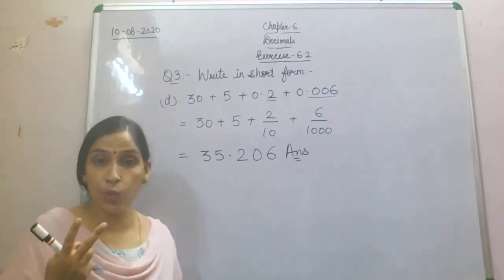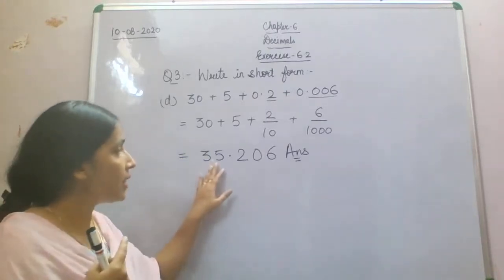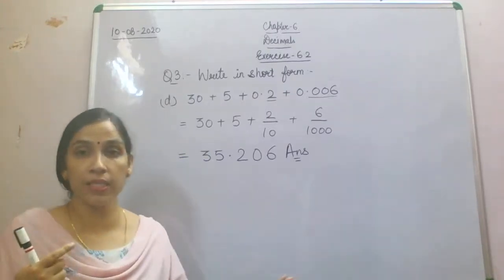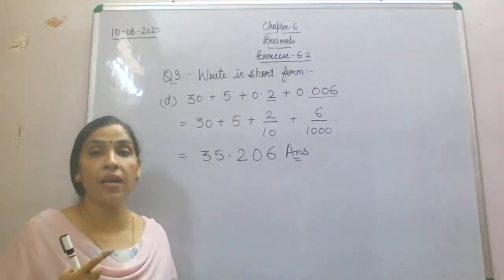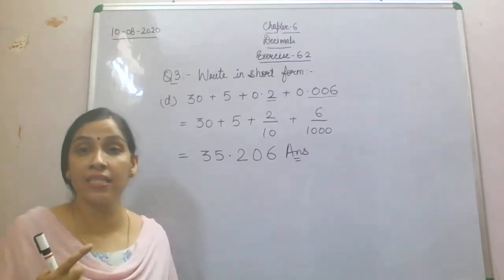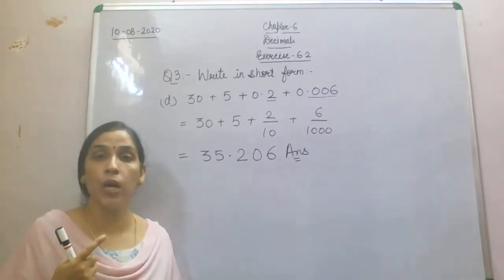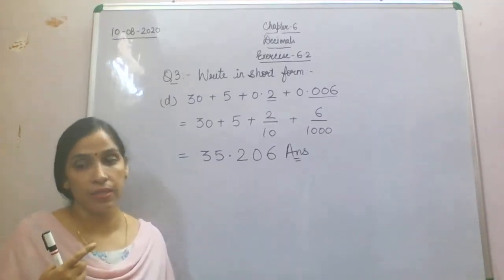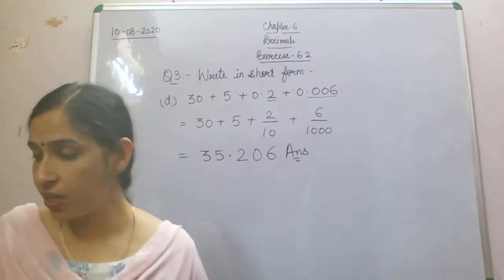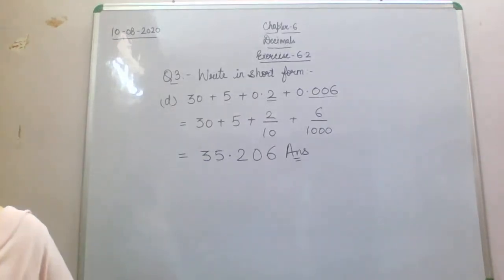We can write in two ways. First is 35.206, or 35 and 206 thousandths. 35 and 206 thousandths. So children, with this we have finished our question number 3.